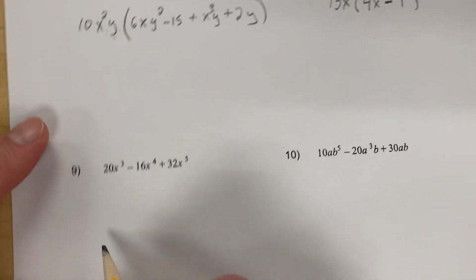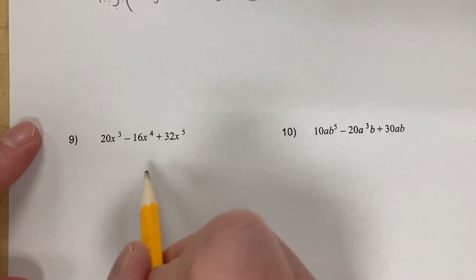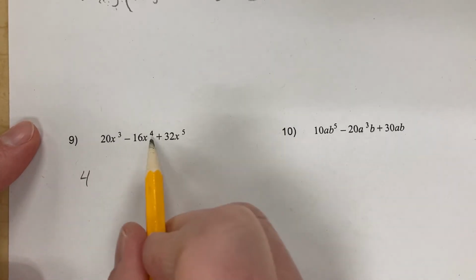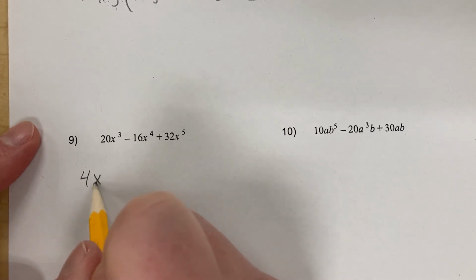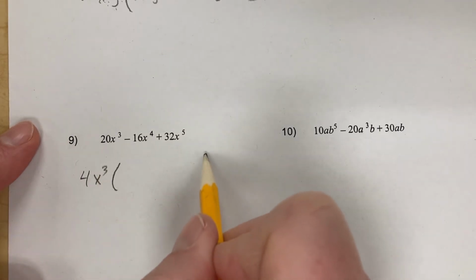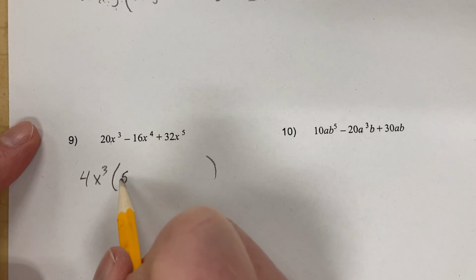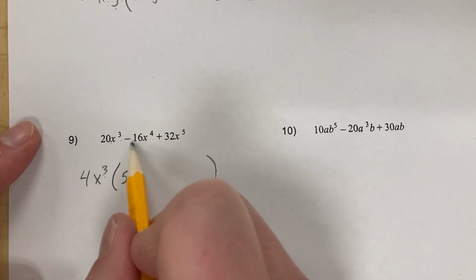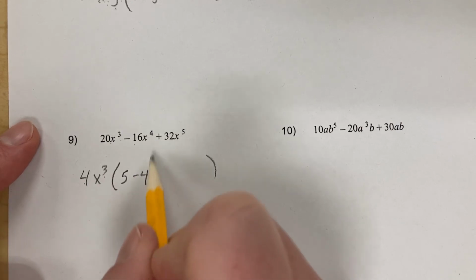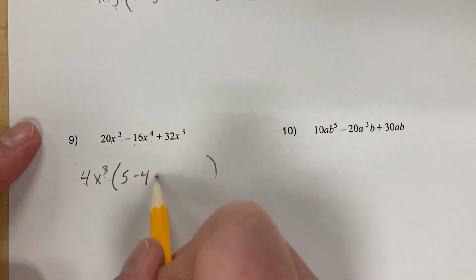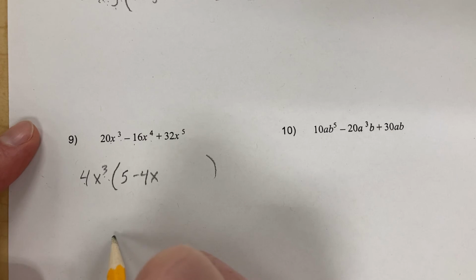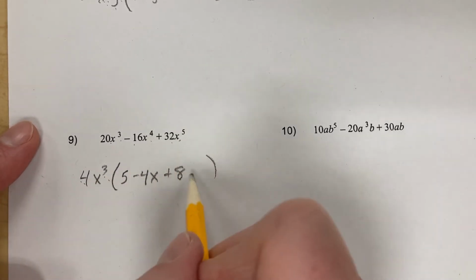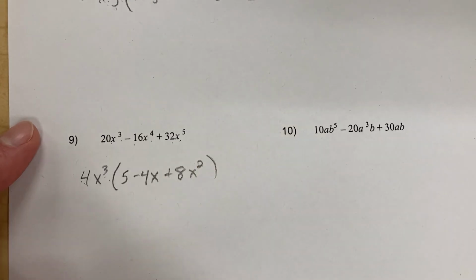For number 9, 20, 16, 32, the largest thing that divides evenly in all of them is 4. And we have at least 3 x's in all of them, so we're going to pull x to the third out. 20 divided by 4 is 5. Had 3 x's, took them all away, so no more x's. Negative 16 divided by 4 is negative 4. We had 4 x's, took 3 away, there's 1 left over. 32 divided by 4 is 8. Had 5 x's, took 3 out, there's 2 left over.